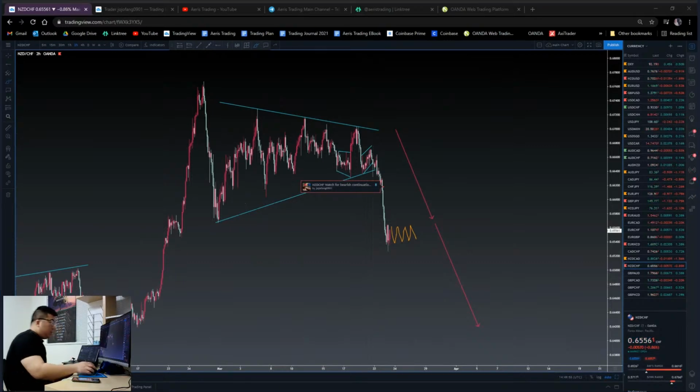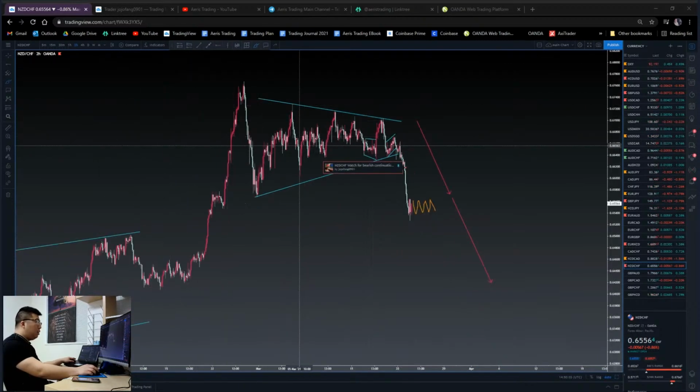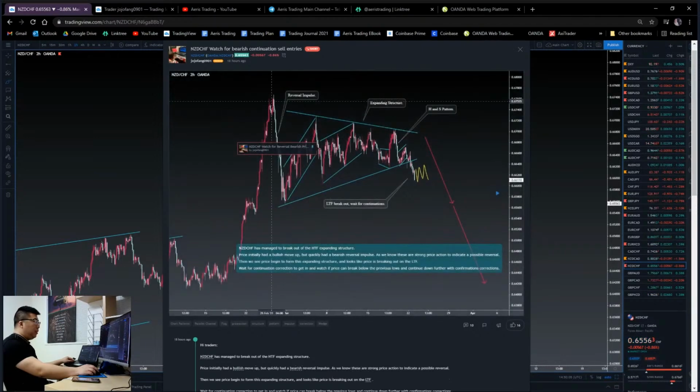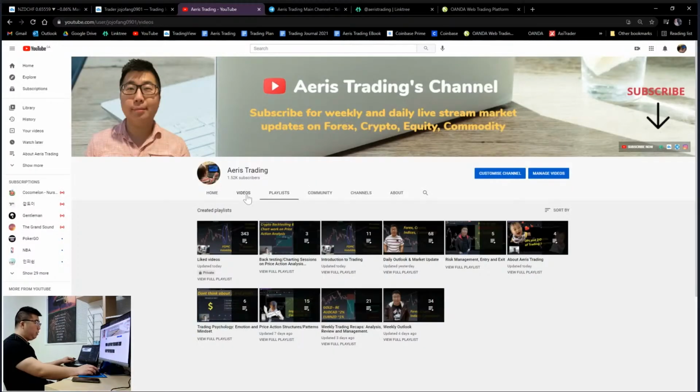So Kiwi Swiss, let's talk about Kiwi Swiss. I got a little bit carried away, but we talk about Kiwi Swiss for a potential sell here. Impulsive move down, this move up, followed by the reversal impulse. That's always what I look for. Remember I made a video on reversal impulse?